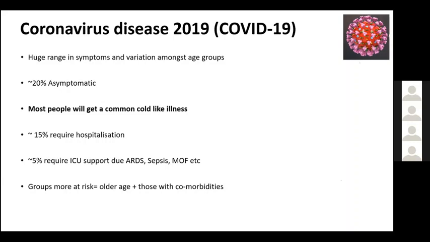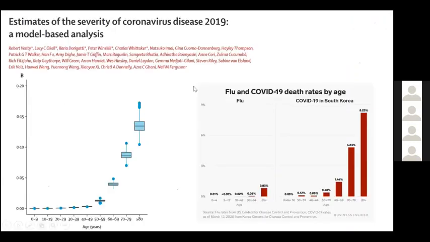So there are particular groups that are more at risk: older ages, and then those with comorbidities, so those with underlying health problems. This is basically a model from China on the left-hand side, using data that they had from their outbreak. And you can see on the y-axis, the axis going up, is the mortality rate.